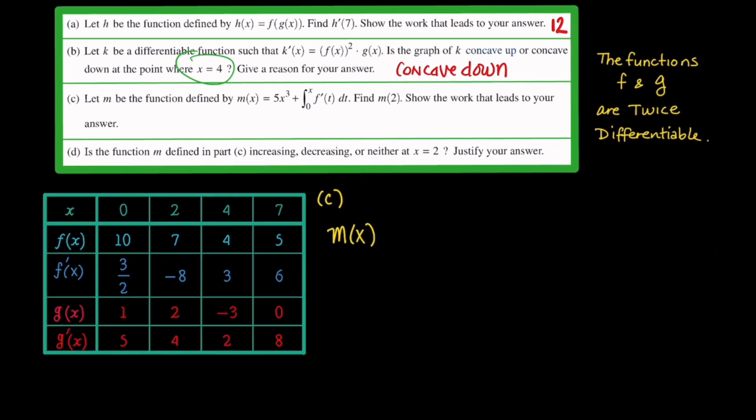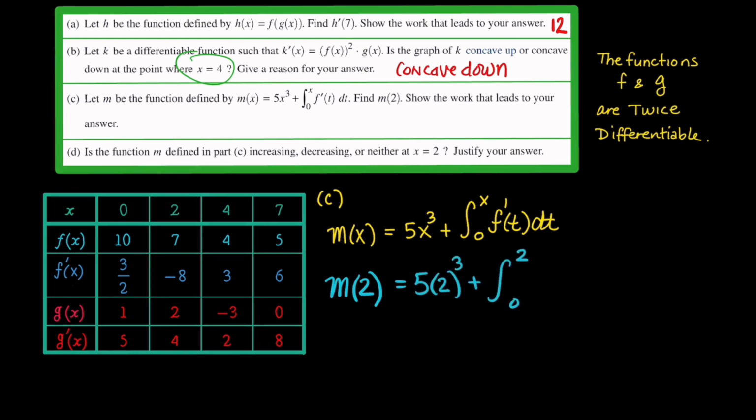Part C says, let m be the function defined by m of x is equal to 5x cubed plus the integral from 0 to x of f prime of t dt. Find m of 2. Alright, so by direct substitution, 5 times 2 cubed plus the integral from 0 to 2 of f prime of t dt.